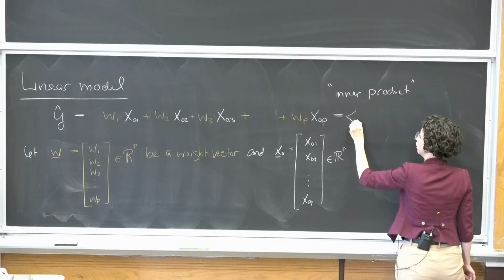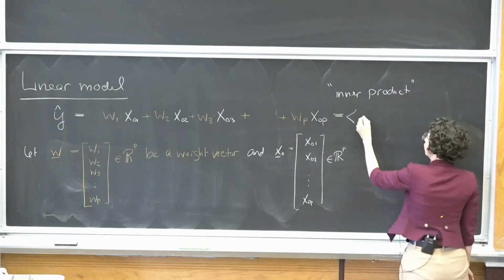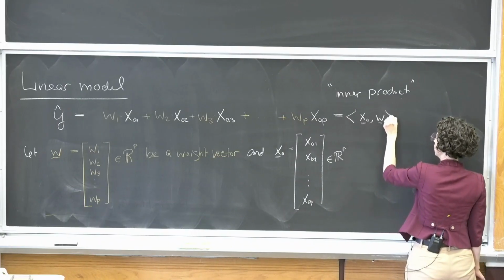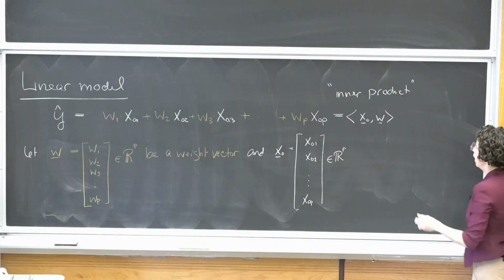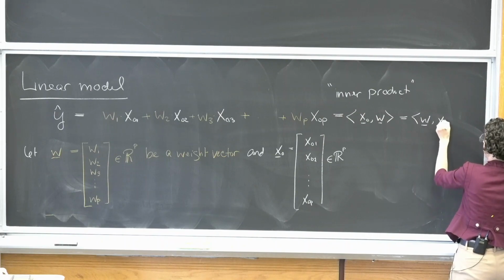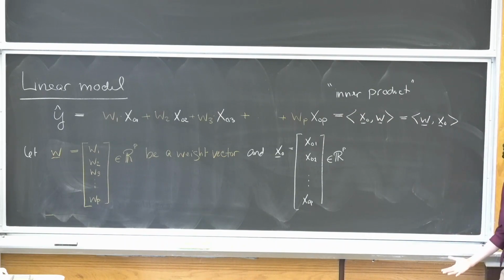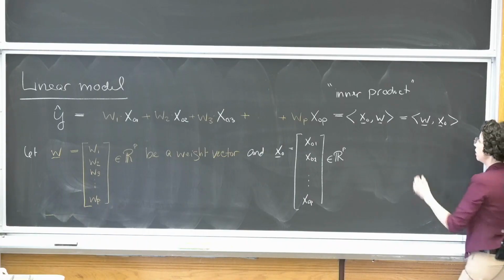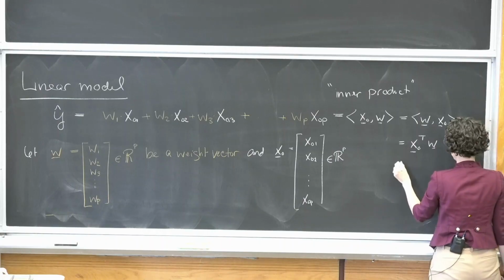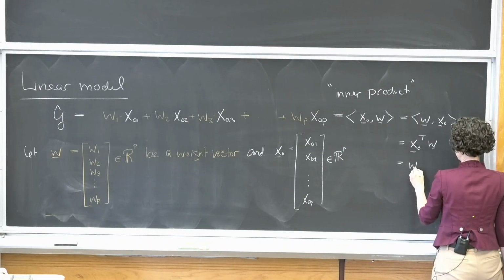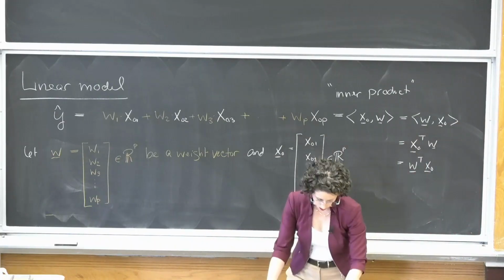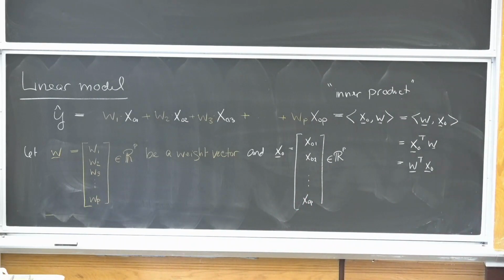So we can write the inner product in a few different ways. We could write it as x naught comma w inside these angle brackets. And that's the same as w inner product with x naught. So in this inner product, the order doesn't matter at all. And we can also write it as x naught transpose w, or w transpose x naught. And this notion of transpose is very simple. I'll just map it out over here.